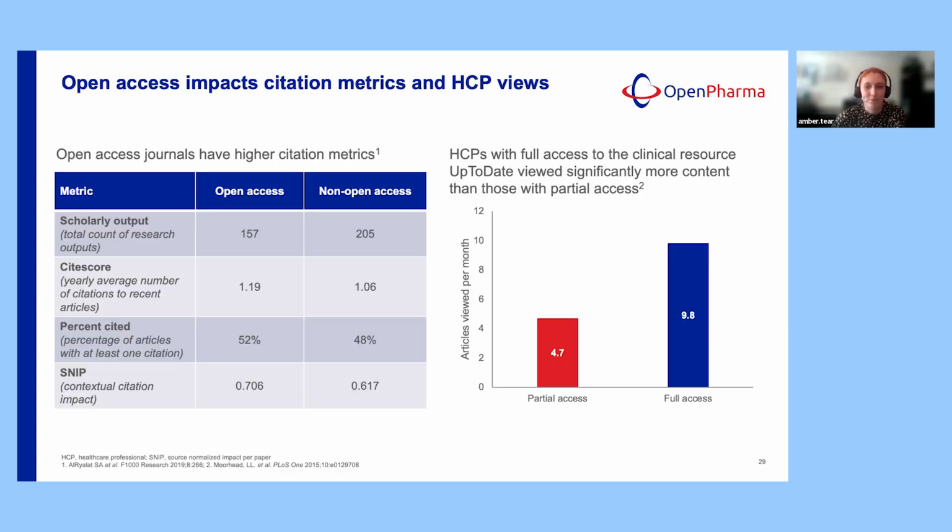Next slide, please. Similarly, open access journals demonstrate higher citation metrics. Analysis of the difference between open access and non-open access journals found significant differences in several journal citation metrics, including scholarly output, which reflects the total number of research outputs for a journal; CiteScore, which is the yearly average number of citations for recent articles; percent cited, which reflects the percentage of articles with at least one citation; and SNIP, or source normalized impact per paper, which is an indicator of contextual citation impact.